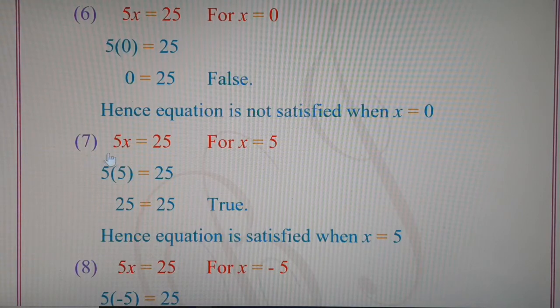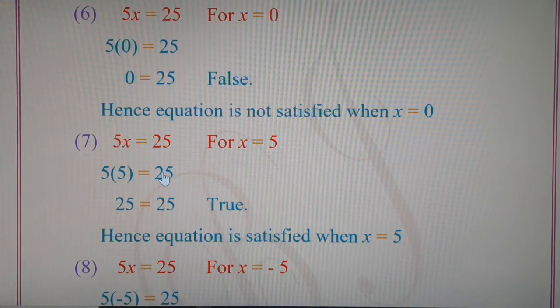In the seventh sum, 5x equal to 25 for x equal to 5. So here also between 5 and x there is no mathematical symbol of addition or subtraction. That means which rule is applied? That means we apply the multiply rule. 5 into x. So while substituting the value, we have to put the value of x in a bracket. 5 bracket 5 is equal to 25. If we do not put the bracket, it will become 55 and the sum will go wrong.